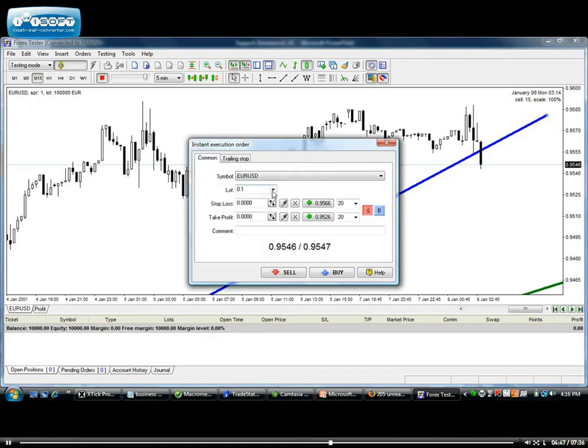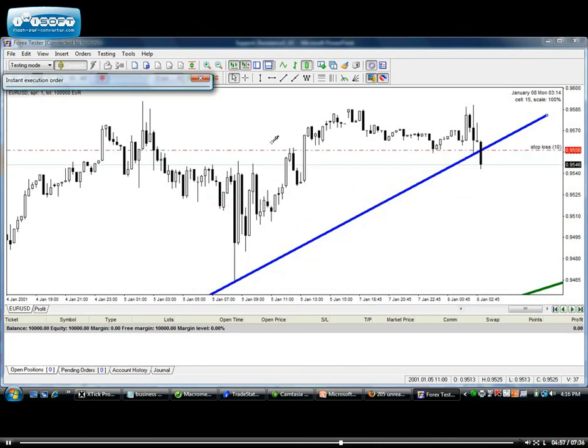First of all, I'm going to press the Take a Trade button, click on Common. I'm just going to trade 0.1 lots right now because we're not going to talk about money management right now, but I'm going to trade one mini lot. I believe that's what it is.